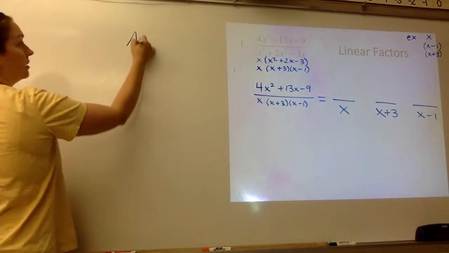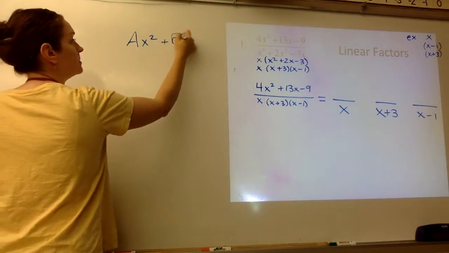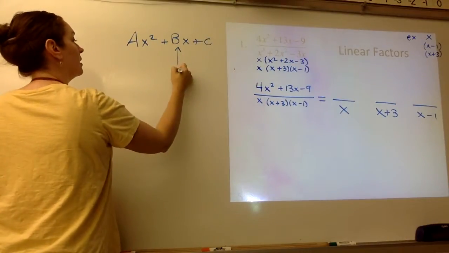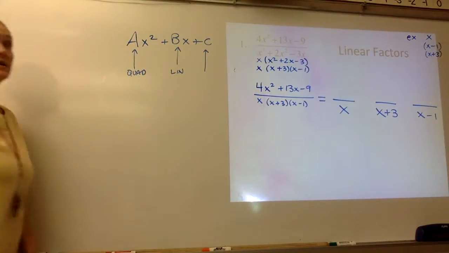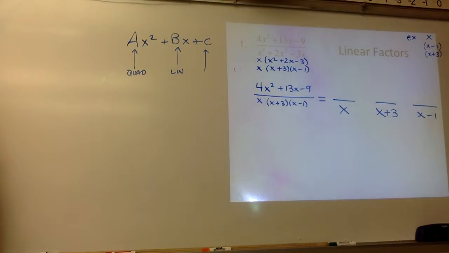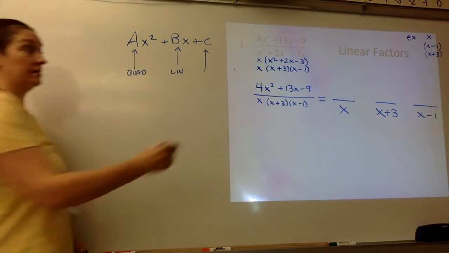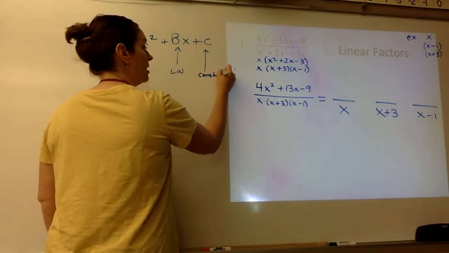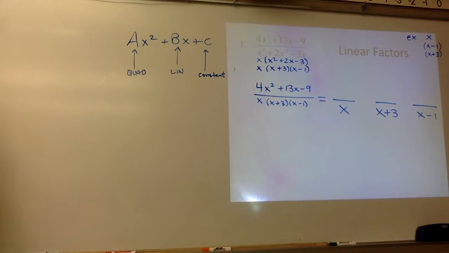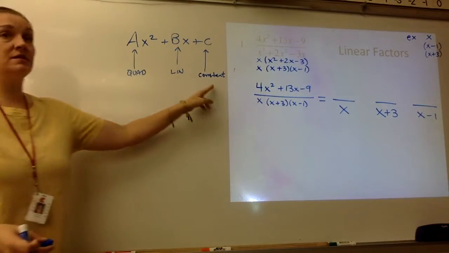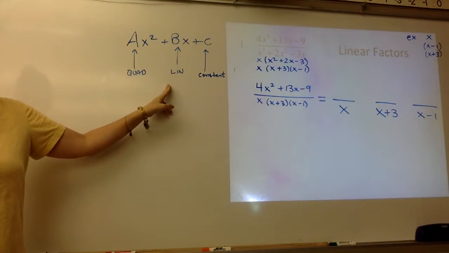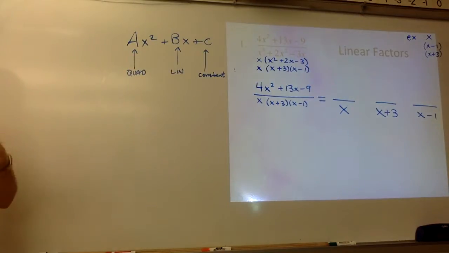All right, so let's come over here. Ax squared plus bx plus c. Ax squared is the quadratic term. Bx is the linear term. What's c? Constant. Okay. Do you agree that I've written this trinomial in descending power order? Yes? So technically, linear is 1 degree less than quadratic. Constant is 1 degree less than linear. We're good with that?